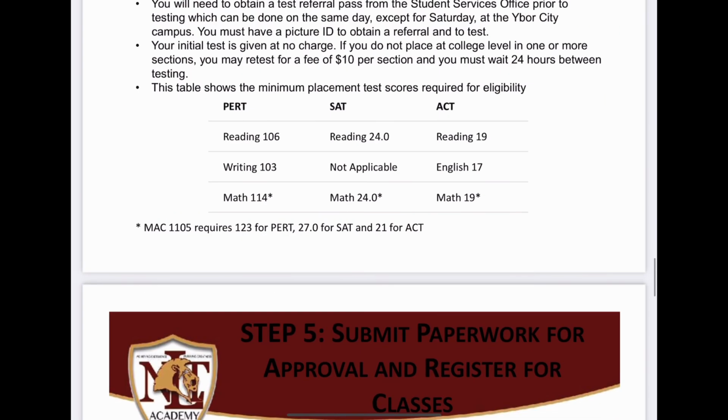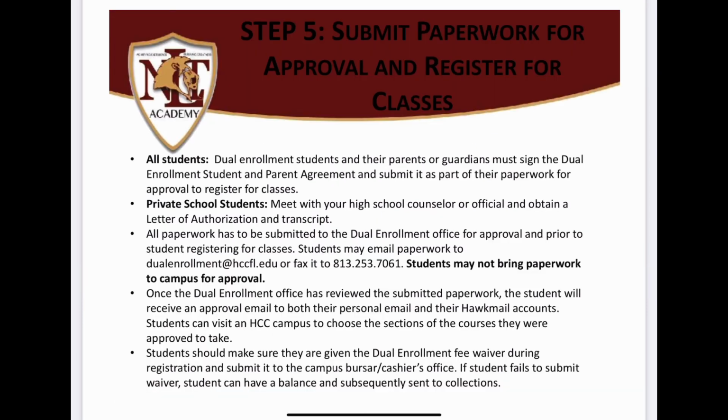Let's move on to step number 5, which will be to submit your paperwork for approval and register for classes. All students that are looking to be involved in dual enrollment will need to sign the dual enrollment student and parent agreement form, and that is found on the HCC website, or we can print you out one and give it to you.